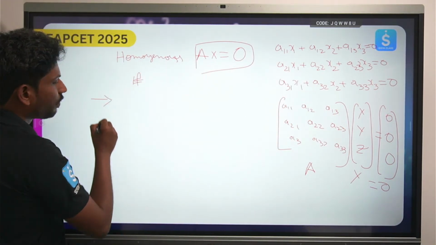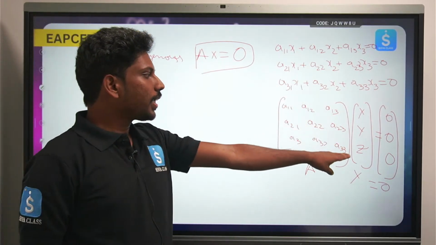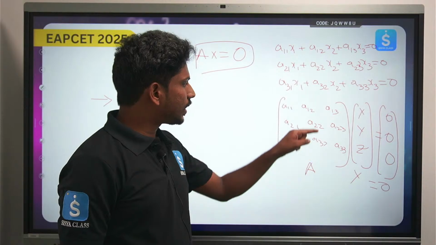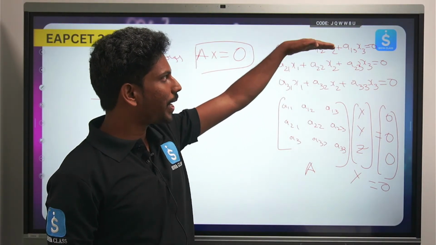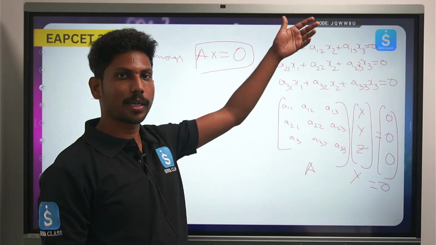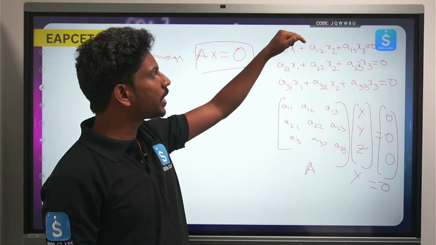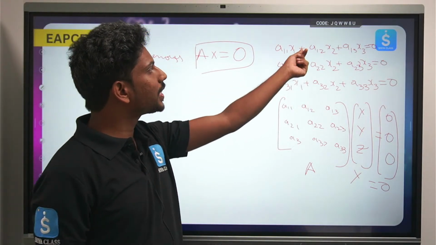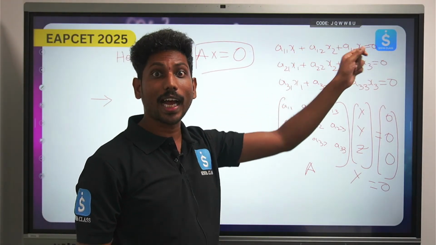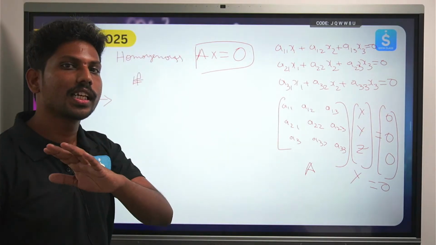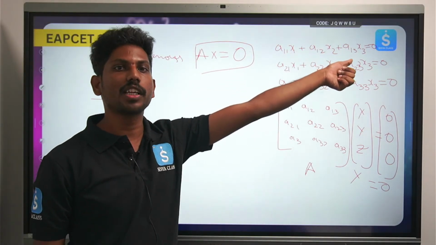There are 2 conditions. First, either you will be getting the trivial solution, meaning these are all the planes or the lines, whatever it is called, for the respective dimensions we are talking about.